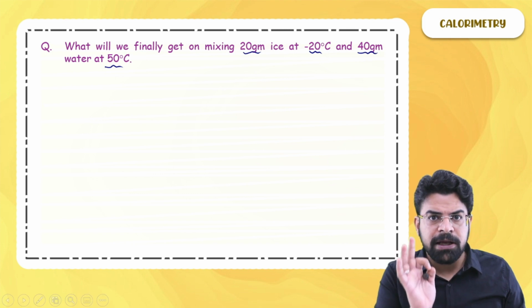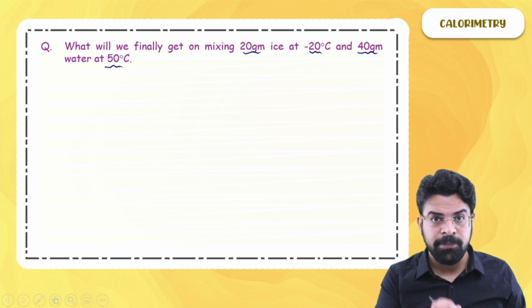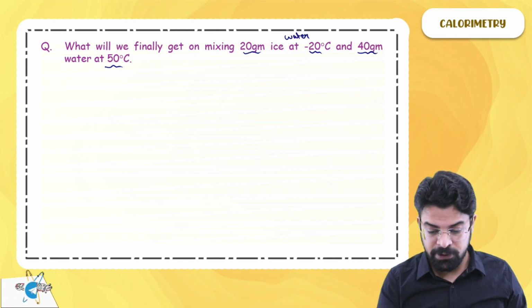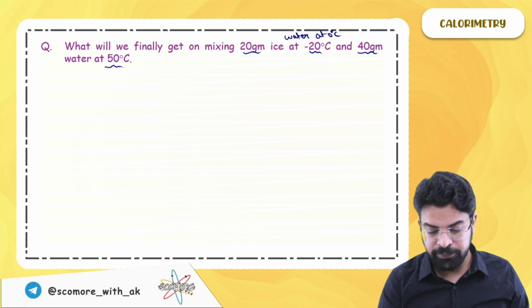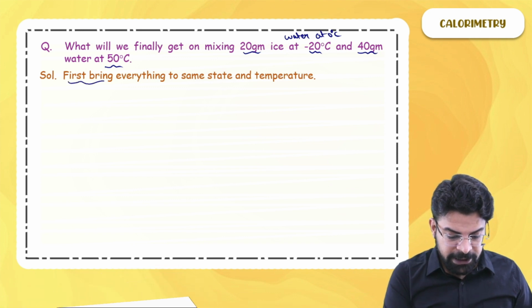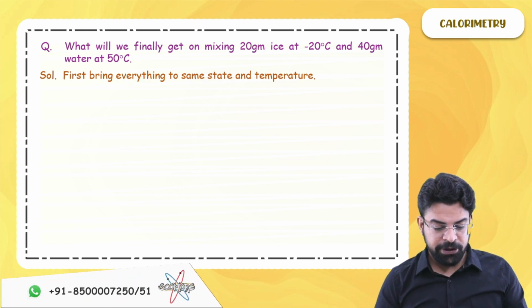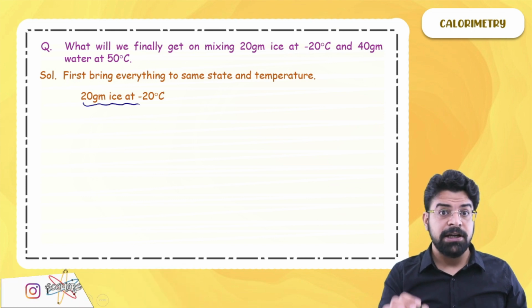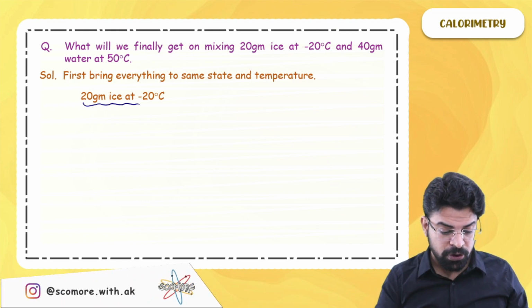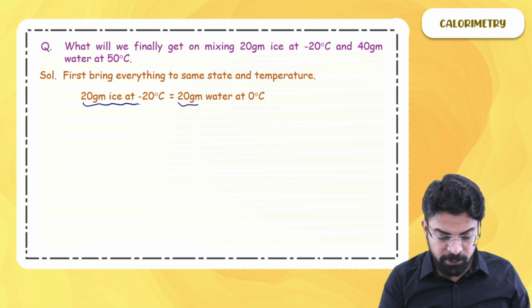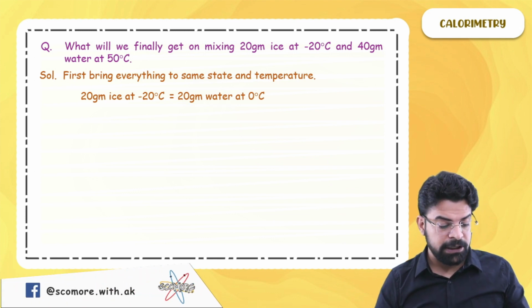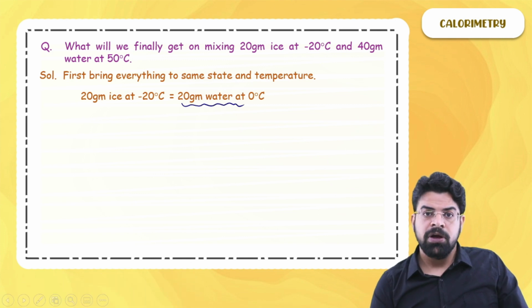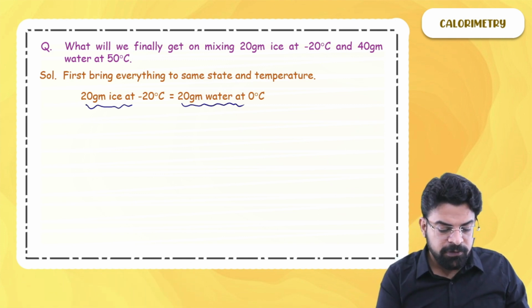First of all, bring everything to the same state and temperature. I am choosing the water state at 0 degree centigrade. Having 20 gram of ice at minus 20 degree centigrade is as good as having 20 gram of water at 0 degree centigrade. Now, if you have got 20 gram of water at 0, convert it into 20 gram of ice at minus 20.